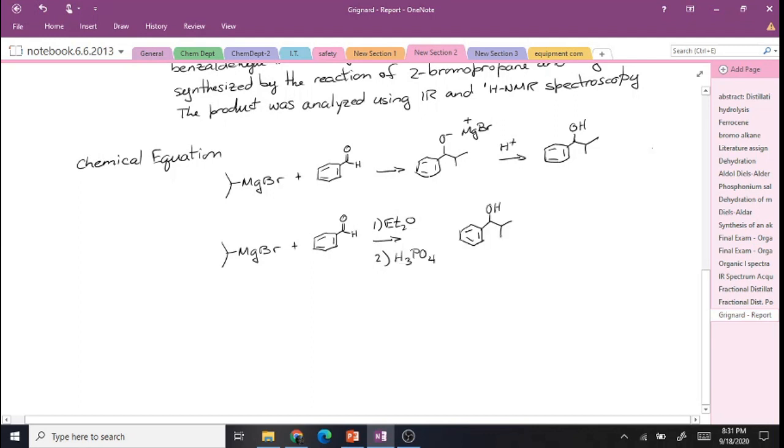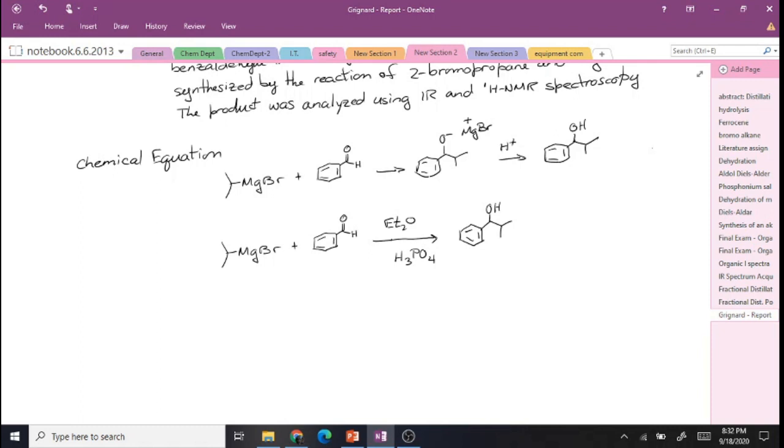By having that 1 and 2, 1 for the ether and then 2 for the phosphoric acid, you are showing that these are separate additions. If you write it without the 1 and the 2, you are implying that the aldehyde, the Grignard reagent, the ether, and the phosphoric acid were all present at the same time. But that was not the case.